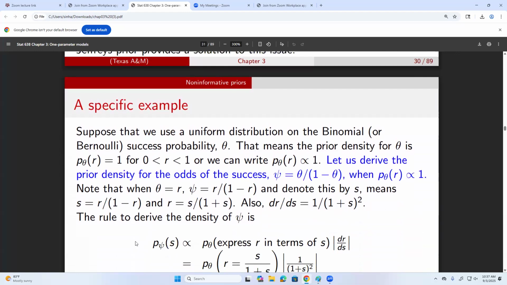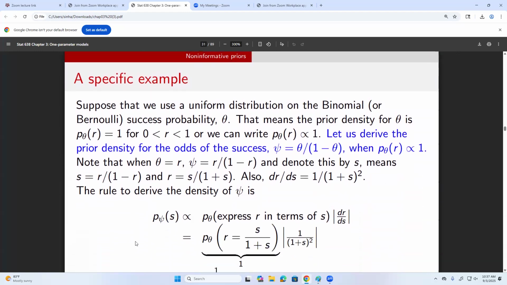Okay, so let us talk about a specific example. Suppose we use a uniform distribution on the binomial success probability theta. That means the prior density for theta is uniform. That means the density function is equal to 1 when the variable lies between 0 and 1. Otherwise, we can write p(theta) is proportional to 1.